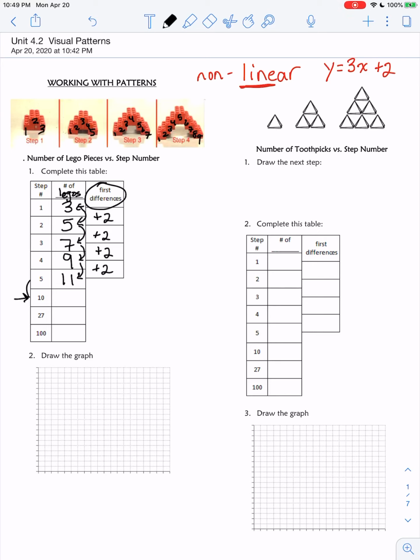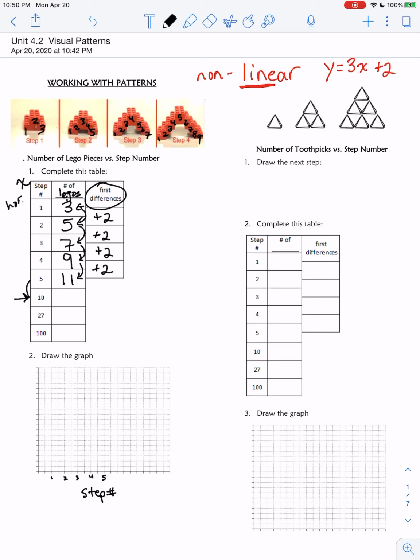And so now what I'm going to do is I'm going to come down to the graph, and I'm going to graph. So 1, 2, 3, 4, 5. Okay, always the first column, that's always going to be your x's. That's going to be the horizontal axis. So this is our x, and actually it's not x in this case, it's step number.